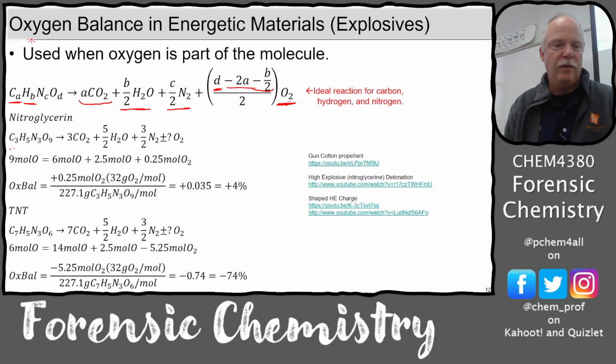The one, nitroglycerin, has a positive oxygen balance. So we have, in this case, 9 moles of oxygen. It needs 6 for the CO2. It needs 2.5 for the water. And it has a little bit left over. So if we subtract 6 from 9, we have 3. If we subtract 2.5, we have 0.5. And so we have 0.25 left over for moles of oxygen. It's that D/2 after it subtracts all those other things. And so it has a positive oxygen balance. So that's 0.4%, that's plus 4%.